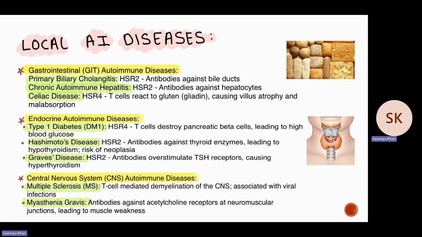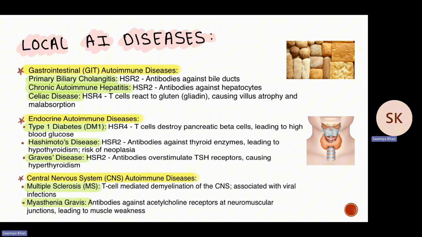The next is endocrine autoimmune diseases. As I mentioned, you have type 1 diabetes, which is a hypersensitivity reaction where T cells are attacking pancreatic beta cells, and this will lead to high blood glucose. Hashimoto's disease, in which antibodies are against the thyroid enzymes, so thyroxine is not going to be produced, and that's why it will lead to hypothyroidism. And you can also have risk of cancer, neoplasia.